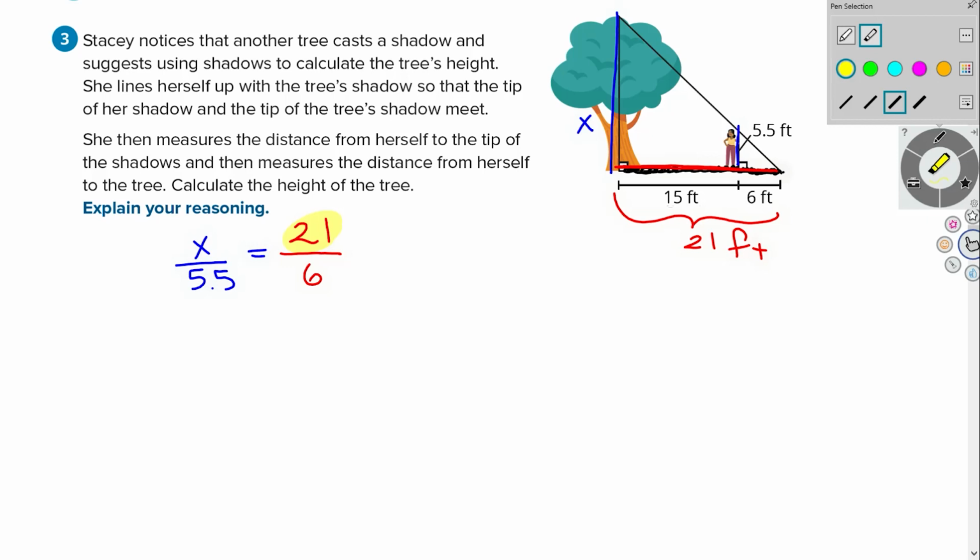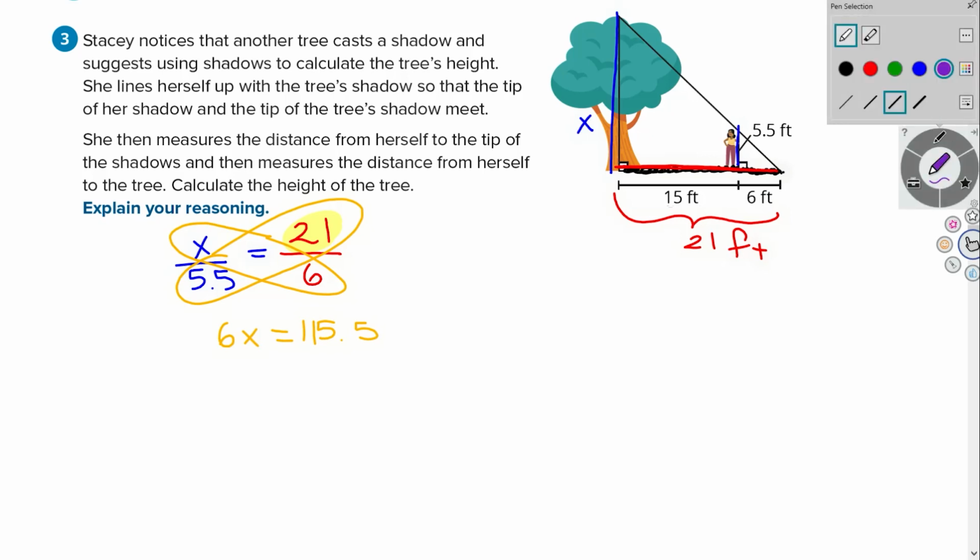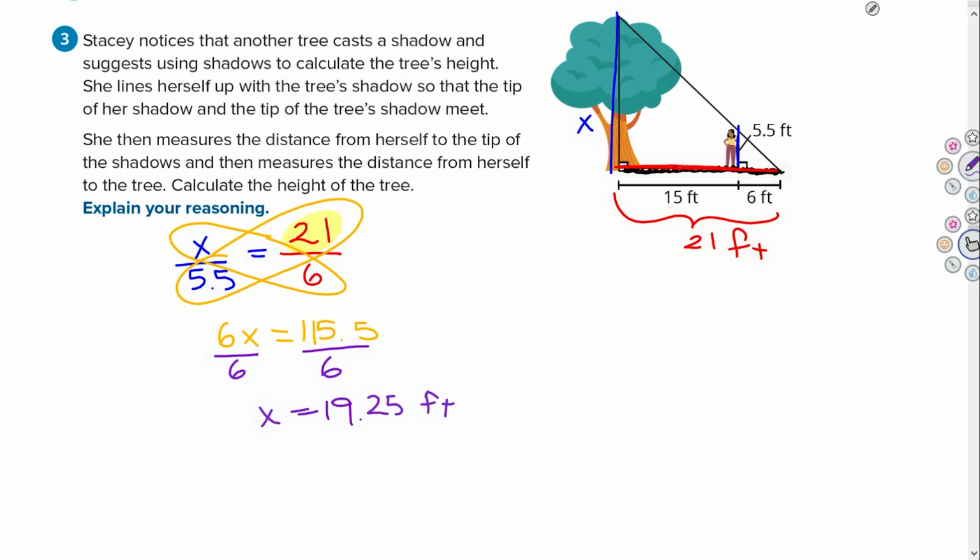Now that we have a proportion, let's solve it. So x times 6 is 6x, and 21 times 5.5 is 115.5. Then to solve this, I'm going to divide both sides by 6, and x is 19.25 feet. That's the height of the tree using shadows. I hope you get that idea.